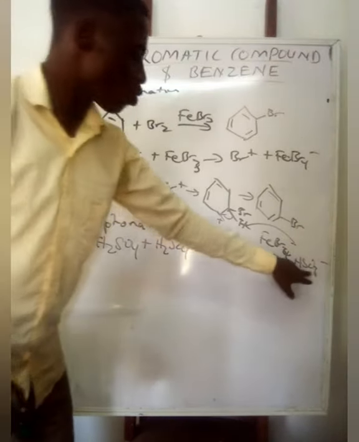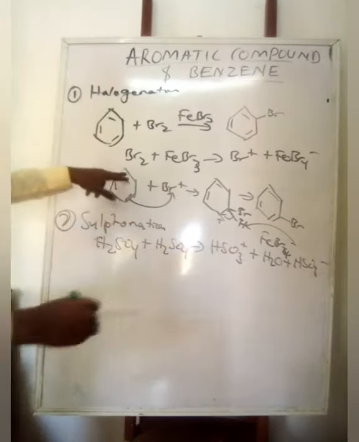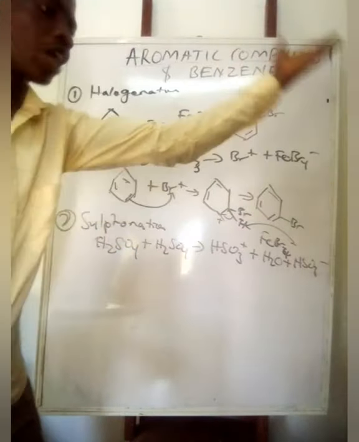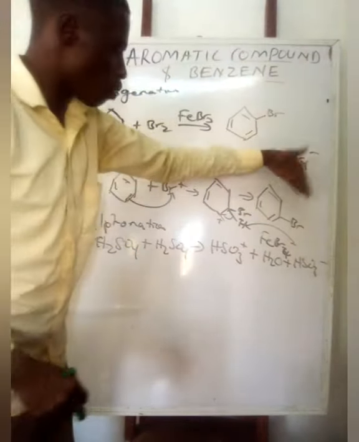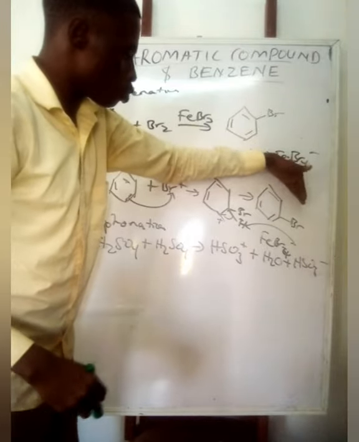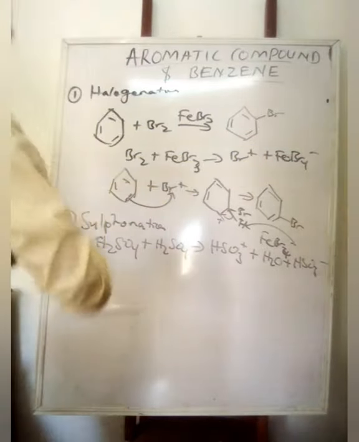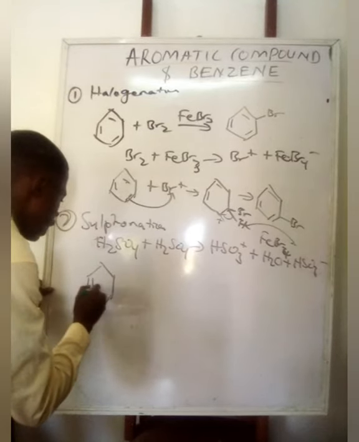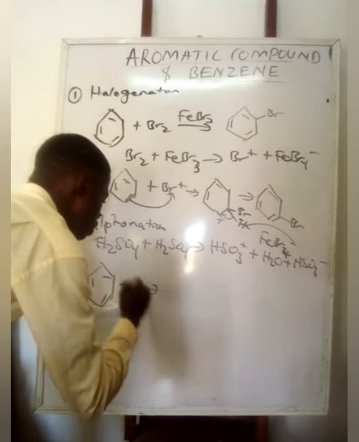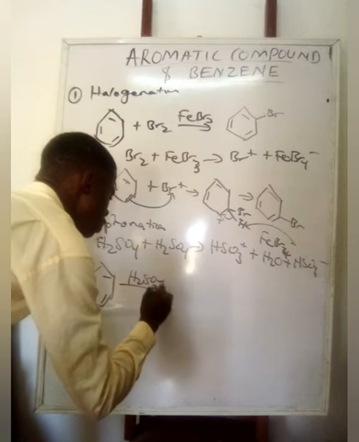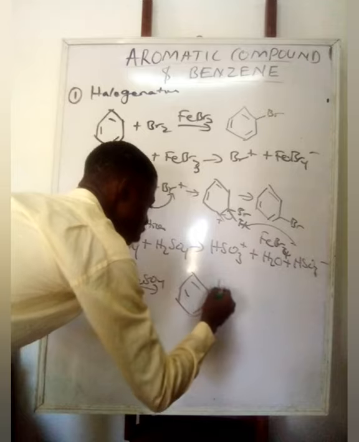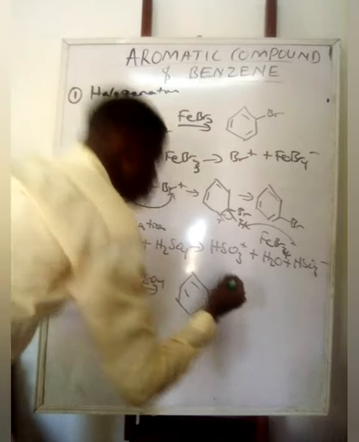This is going to attract to the pi bond in the benzene. Then this is going to remove the hydrogen, which is going to form the substituted benzene, the product. Then if I ask you to write the equation, the benzene is going to react with H2SO4. Then I'm going to have this product, SO3H. Very simple.